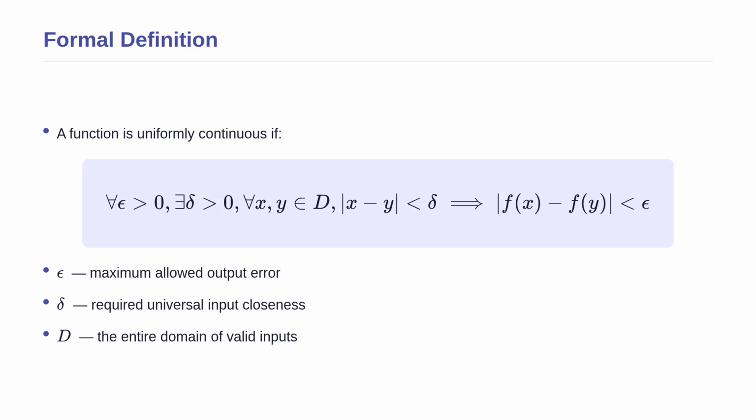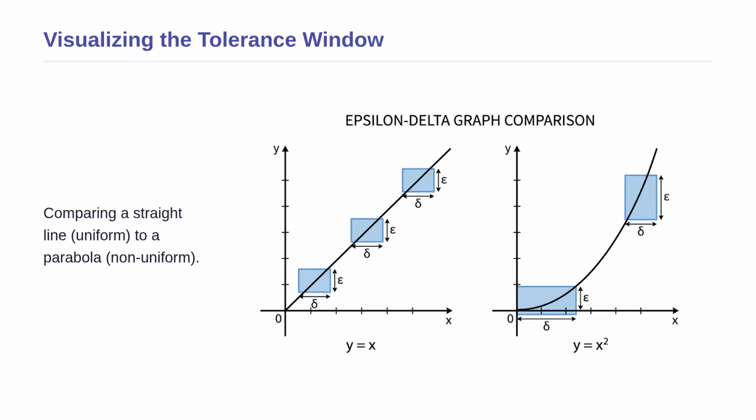The absolute value of x minus y is the horizontal distance, and the absolute value of f of x minus f of y is the vertical distance. The key here is the order. We pick delta based only on epsilon, and it must work for all x and y. To see exactly what this formula means, let us look at a visual representation.